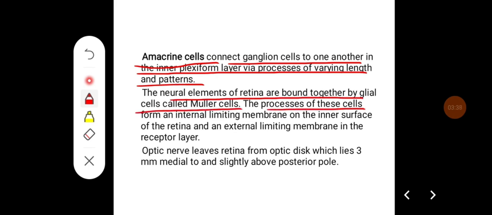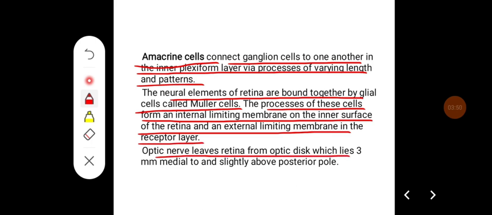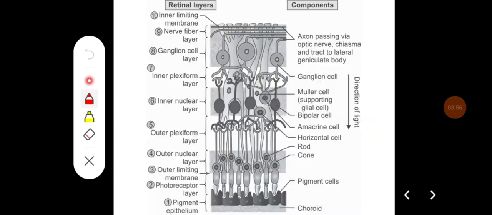The processes of these cells form an internal limiting membrane on the inner surface of the retina and an external limiting membrane in the receptor layer. The optic nerve leaves the retina from the optic disc, which lies 3 mm medial to and slightly above the posterior pole.